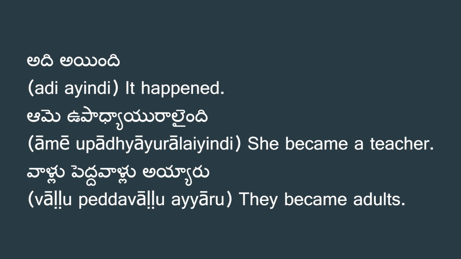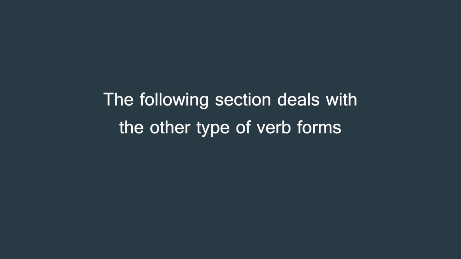It says to us they became adults. From these examples we can observe how a change of state is expressed in Telugu. In this way, past tense forms may be constructed through the use of monosyllabic verbal bases and their derived forms. The following section deals with the other type of verb forms, the u-ending vocabulary.